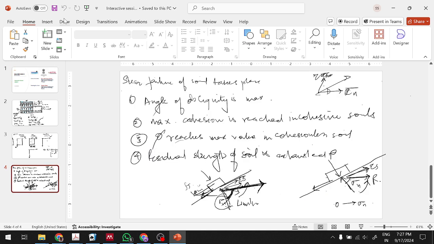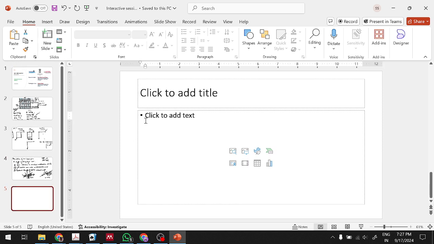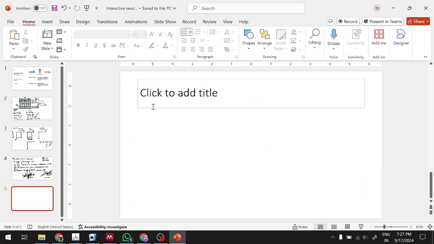Where was it zero for NC soil? Where was it zero? NC soil or clay?